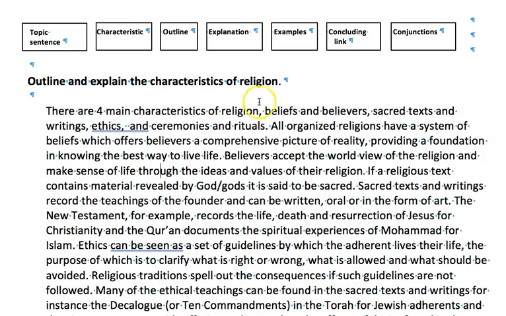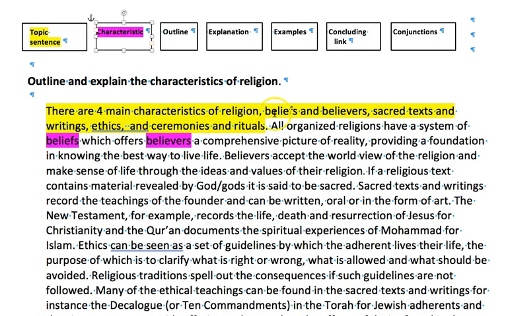It's a good idea to use the keywords from the question to kickstart with your topic sentence. There are four main characteristics of religion: beliefs and believers, sacred texts and writings, ethics, and ceremonies and rituals. So now we're going to have a look at each of those characteristics. The first one we're going to have a look at is beliefs and believers.